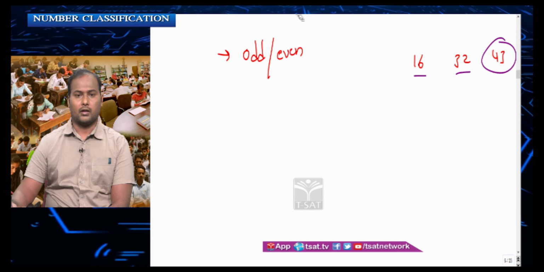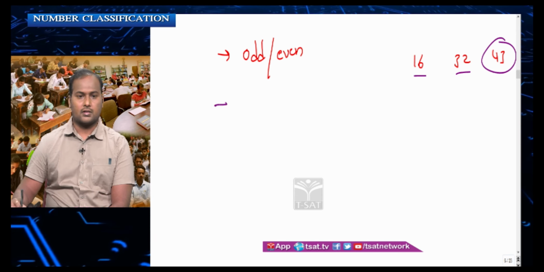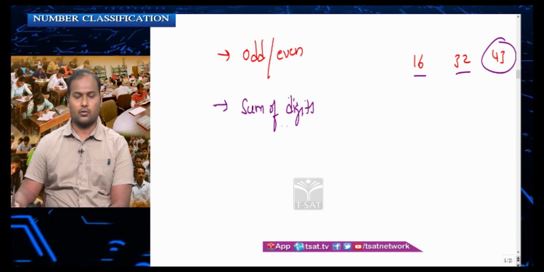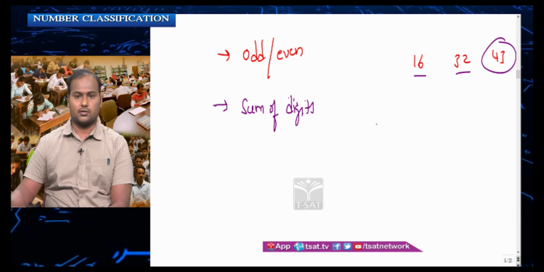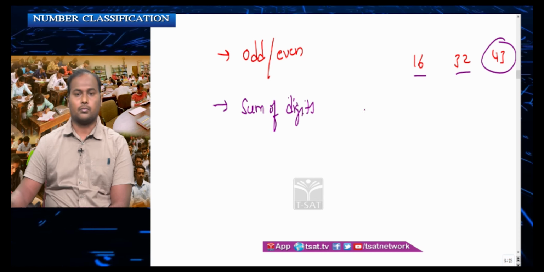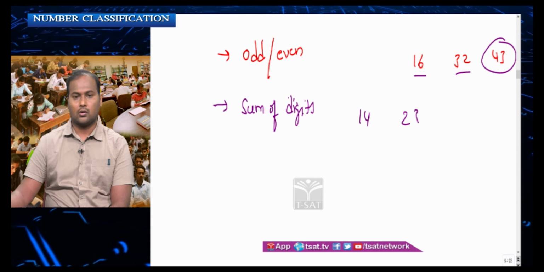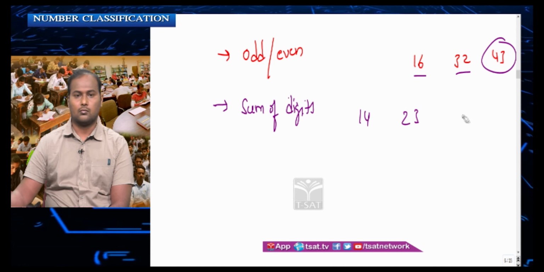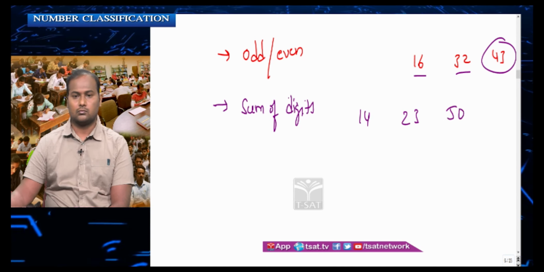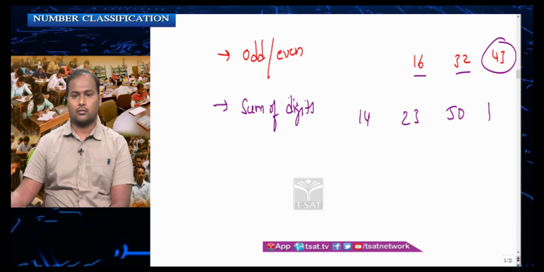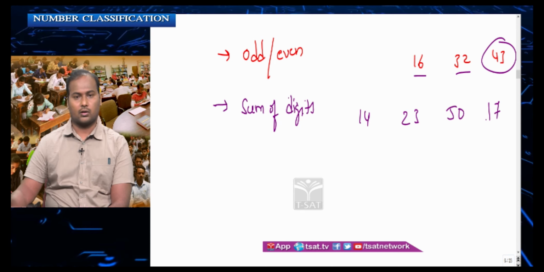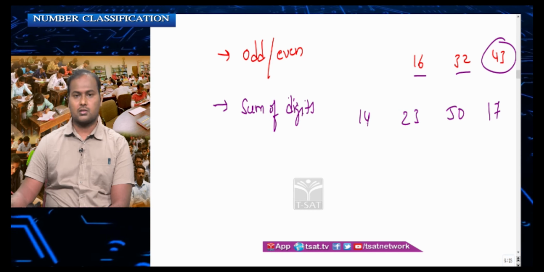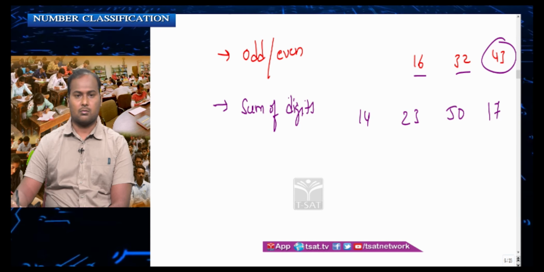And the next very important area we need to focus on is sum of digits. This is very important. We can expect questions based on sum of digits. Let's try to see what type of questions we can expect. For example, 14, 23, 32 or 50 or like 17. Now we'll try to classify it. In this case we'll check squares, cubes, prime numbers, odd numbers, even numbers and even sum of digits also.